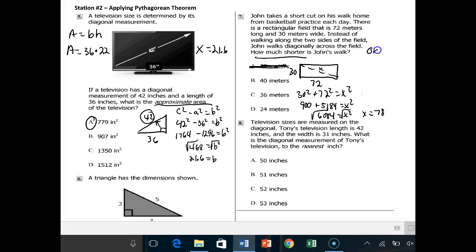How much shorter? Well, his original walk was he would start here, walk 30 and then go over 72. His original walk was 30 plus 72, or 102. Now, his shortcut is 78. So to figure out the difference between those two, we just do 102 minus 78. And we get that he has to walk 24 meters shorter now. Okay. Number 8 is an exact problem from a previous homework, so you should be able to figure that out. That's the end of part 1.